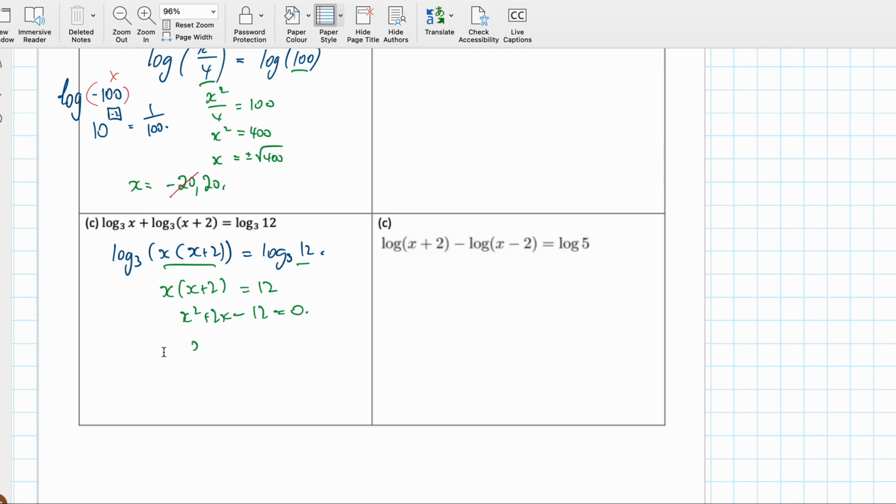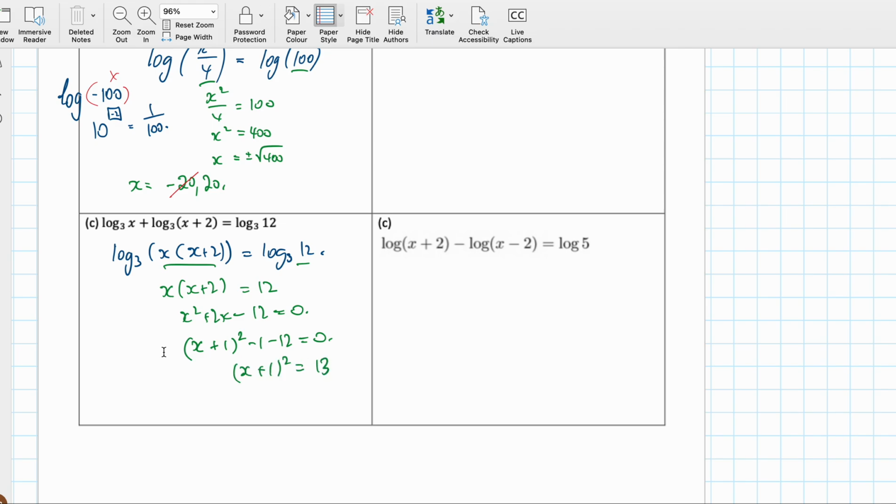And this one will be, what is it? 6 and 2, 4 and 3. Oof, not sure. What do we got here? So that's going to be x plus 2 take 12 plus 6 take 2. I'm not really sure here, so we might have to do a bit of complete the square. And then solve.